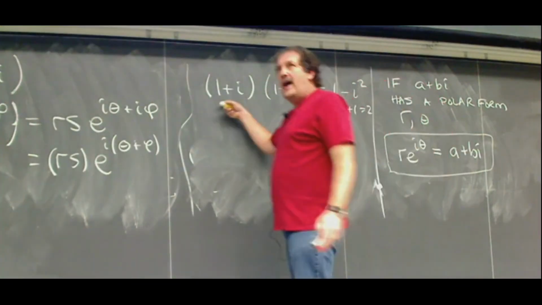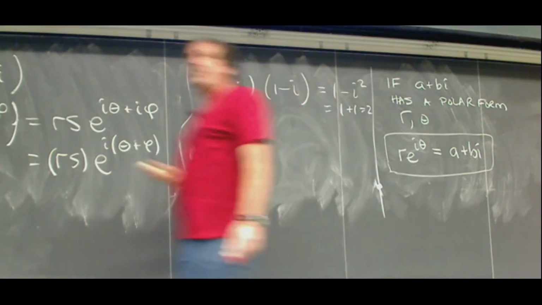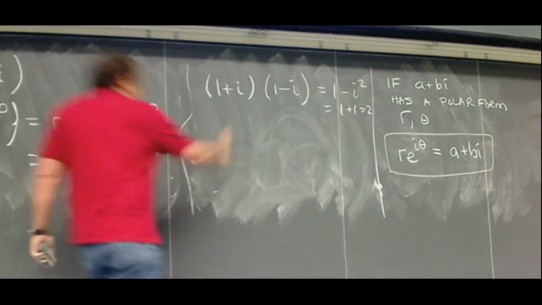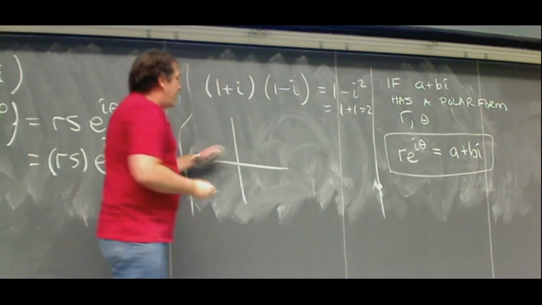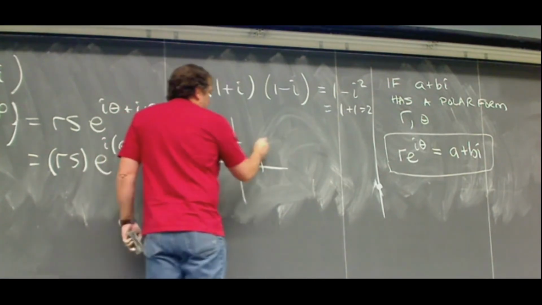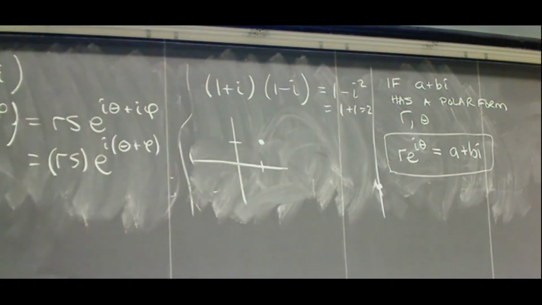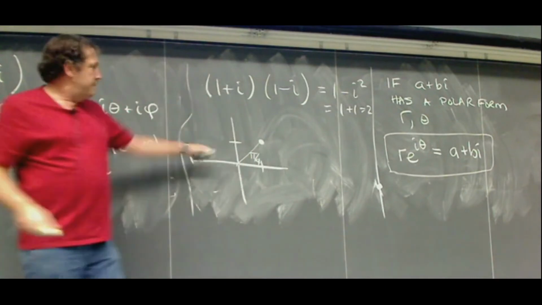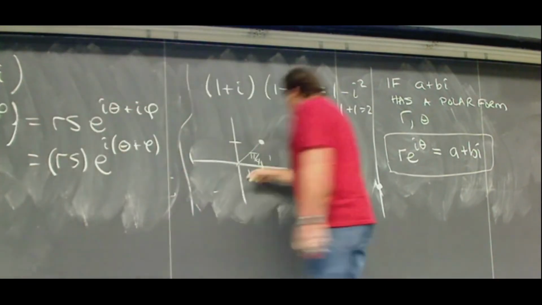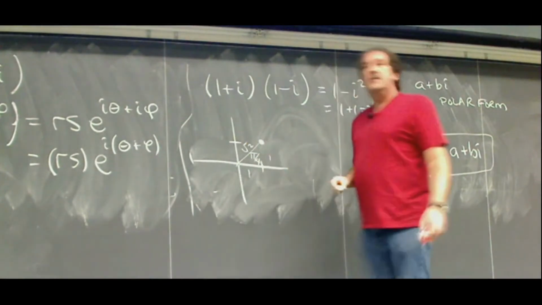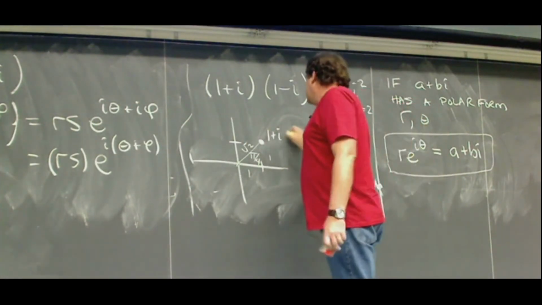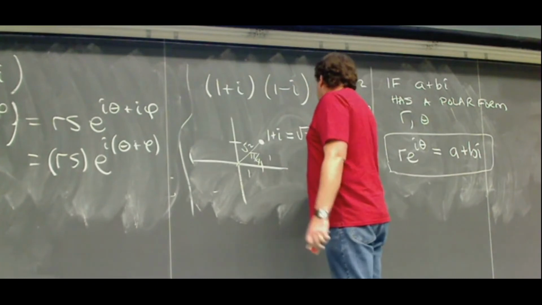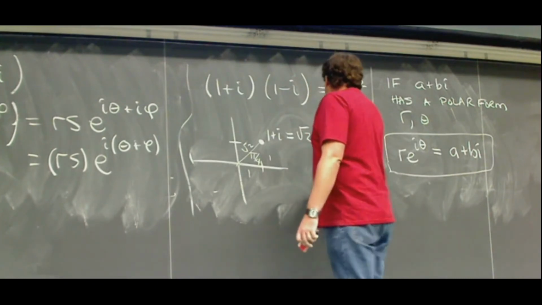Let's think about 1 plus i. What is the modulus of 1 plus i? If I want to plot these points, 1 plus i means go over 1 unit and up 1 unit. It's here. What is this angle? 45 degrees, or pi over 4. We have to use radians or stuff doesn't work right. So the angle is pi over 4, and the length, 1, 1, so this is square root of 2. So this is square root of 2 e to the i pi over 4.